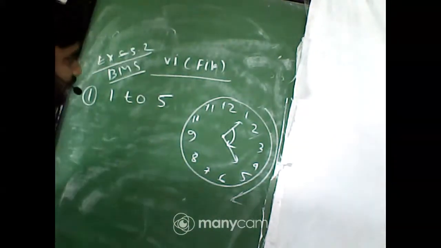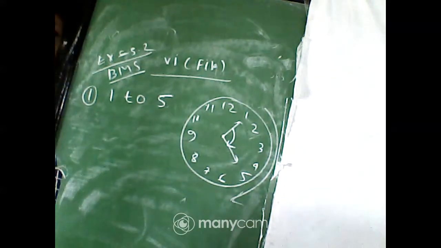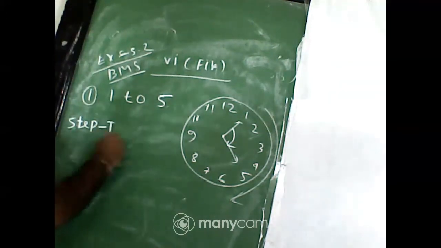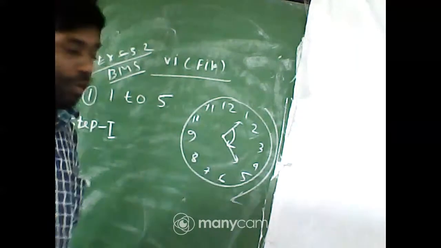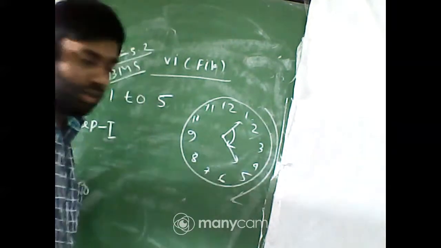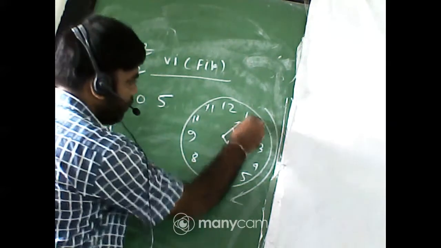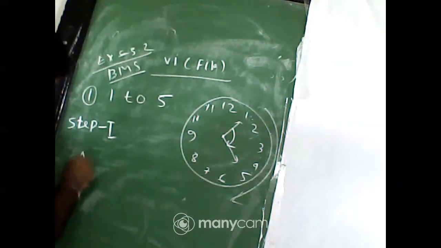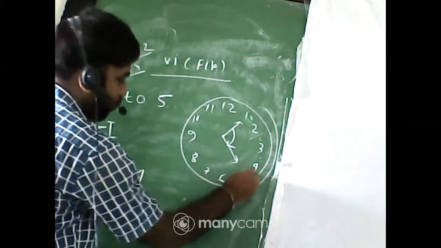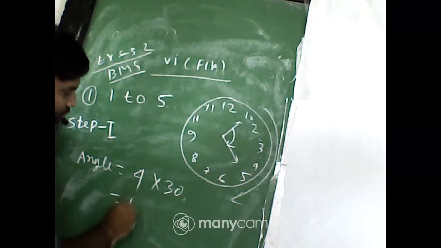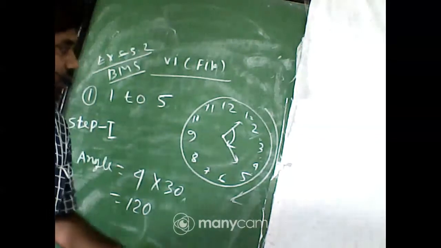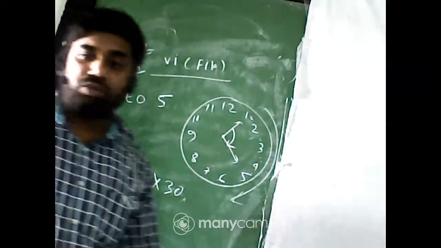No, not a right angle, Tori, just watch. I have 1 to 5. First step: count the gaps between 1 and 5. How many gaps are there? 1, 2, 3, 4. So 4 gaps. So the angle equals 4 into 30, that is 120. From 1 to 5, it will form an angle of 120 degrees.